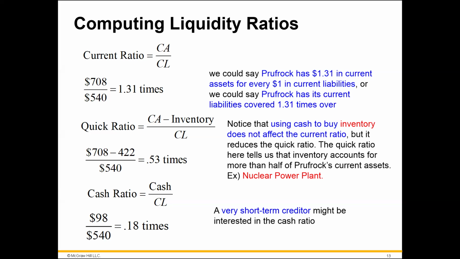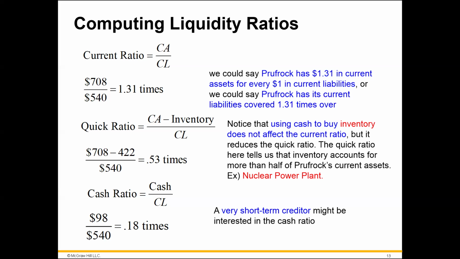Let's say that if you use cash to buy inventory, what happens? It does not affect the current ratio, right? But it reduces the quick ratio, because the inventory was subtracted, right?